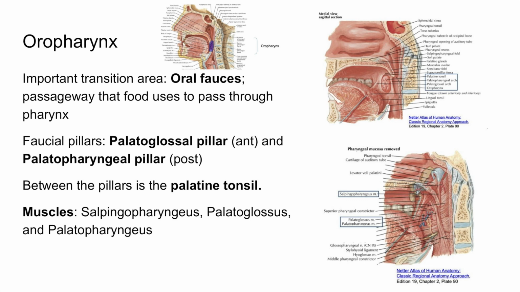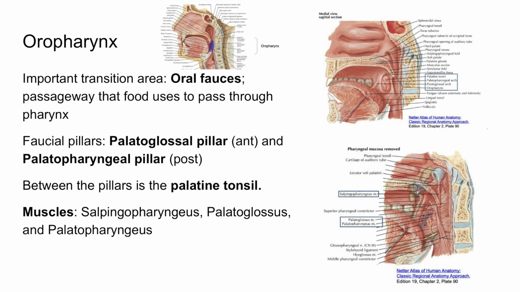One of the most important anatomical features in the region is the oral fauces, which is an opening between the oral cavity and the oropharynx. So functionally, this is the passageway that food must move through after leaving the mouth, and it becomes clinically relevant in conditions affecting swallowing or airway protection.